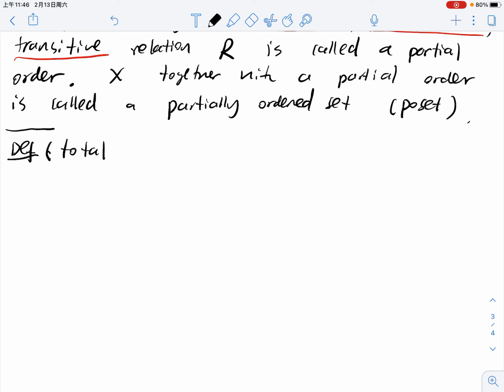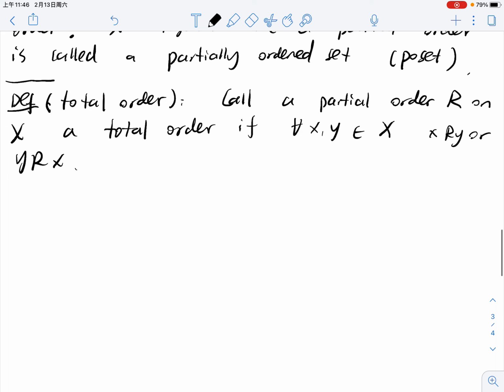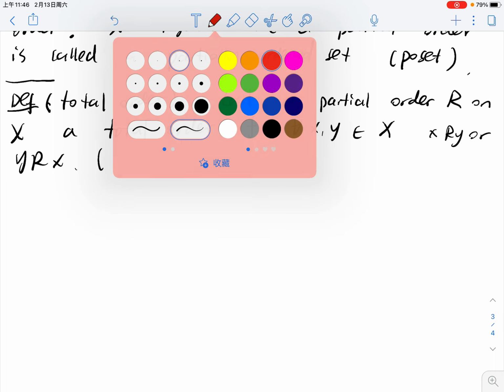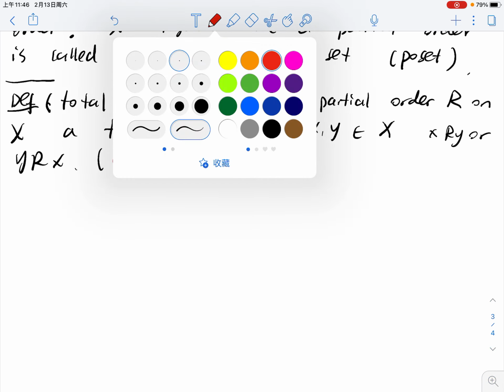Total order. We call a partial order R on X total order if for all x, y in X, xRy or yRx. In textbooks, sometimes they use the notation comparable. So every two elements can be compared.